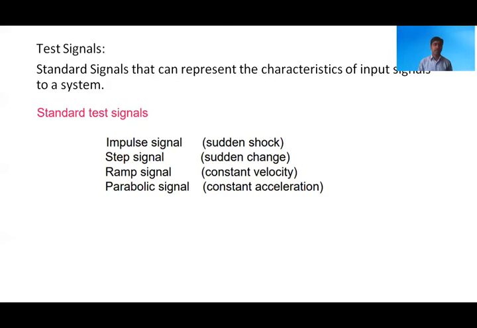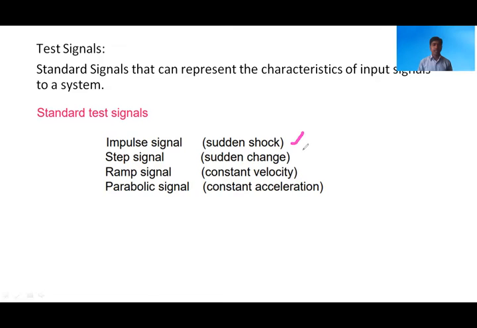Those are, first, the impulse signal. The impulse signal is also called a sudden shock because it occurs only at an instant of time. Suppose at t equal to 0 the impulse comes; for the rest of the moments, when t is not equal to 0, there is no impulse signal. That is called the impulse signal. Suddenly some disturbance occurs to the system, so we can find at this point how the system behaves.